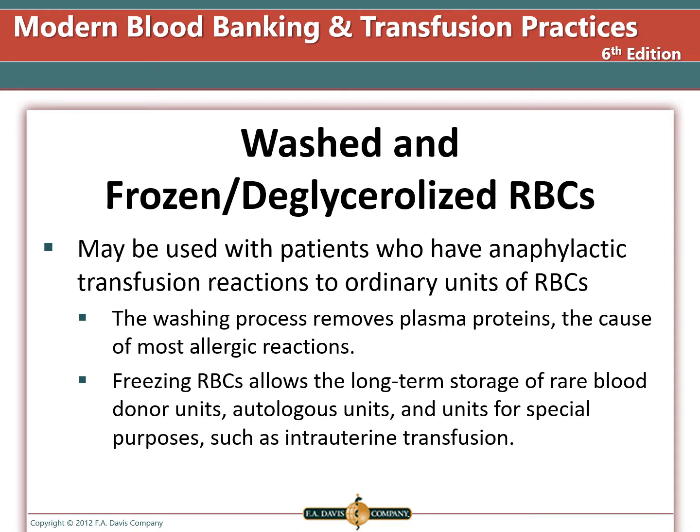People who have IgA deficiency cannot receive products that contain any plasma from the donors, who are also not IgA deficient. They will have an anaphylactic reaction to the IgA in the donor blood. They must be given washed or deglycerized red blood cells.